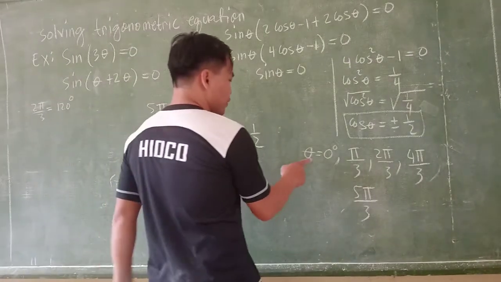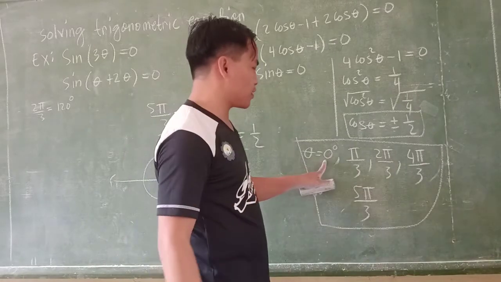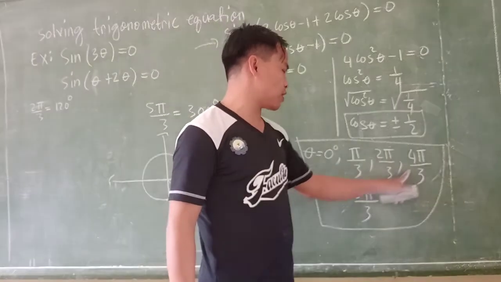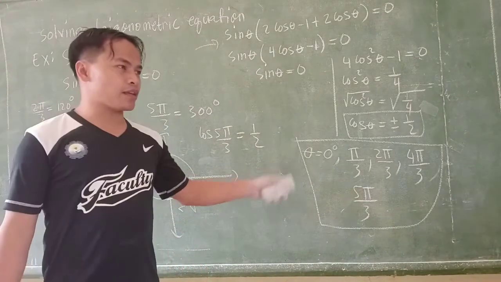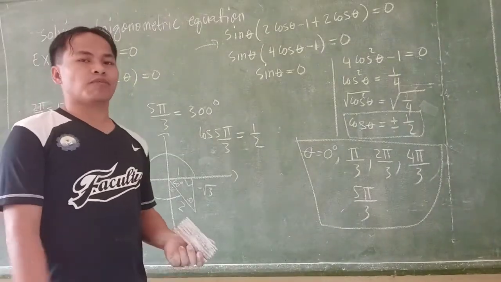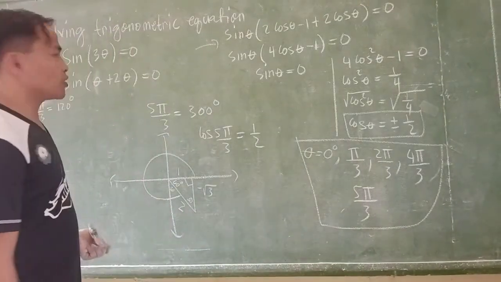So the answer is, for the value of theta, we have 0 degrees, pi over 3, 2 pi over 3, 4 pi over 3, and 5 pi over 3. I hope that this will help you particularly in answering some of your activity or assignment in solving trigonometric equations.